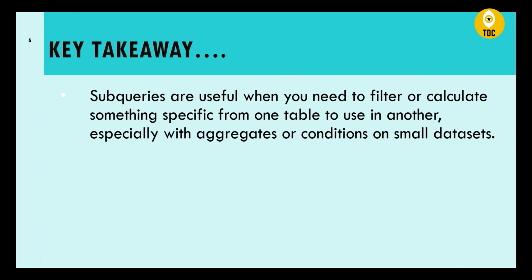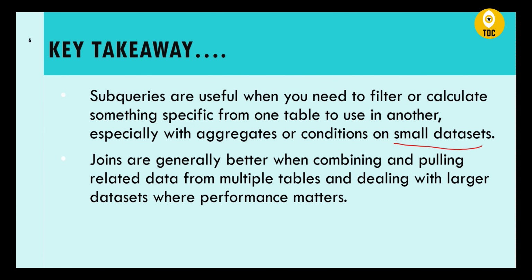The key takeaway here is that subqueries are useful when you need to filter or calculate something specific from one table to use in another table, especially with aggregates and conditions on small data sets. Similarly, on the other side, joins are generally better when you're combining or pulling related data from multiple tables and dealing with a larger data set. These are the keywords you need to understand where performance really matters. I hope this video about joins versus subqueries gave you some understanding of when to use what, and the crux behind choosing one over the other.